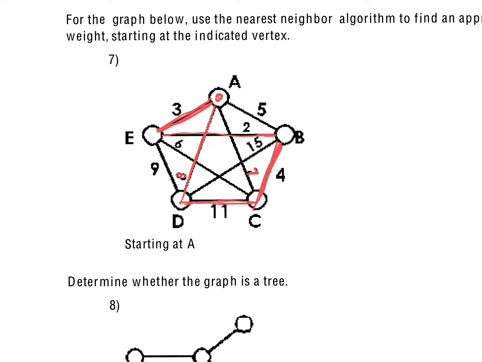So altogether that would be a weight of 3 from A to E. So 3 here, then plus 2, plus 4, plus 11, plus 8. So adding up those numbers, that's 5, 9, 28. So using the nearest neighbor algorithm, the weight would be 28.